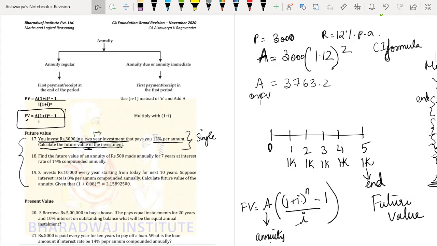So this is the future value you can calculate in case of a single investment also. Now come to the 18th one. Just read that one.